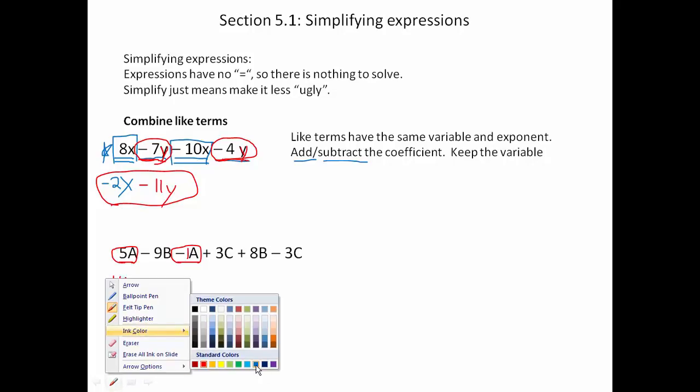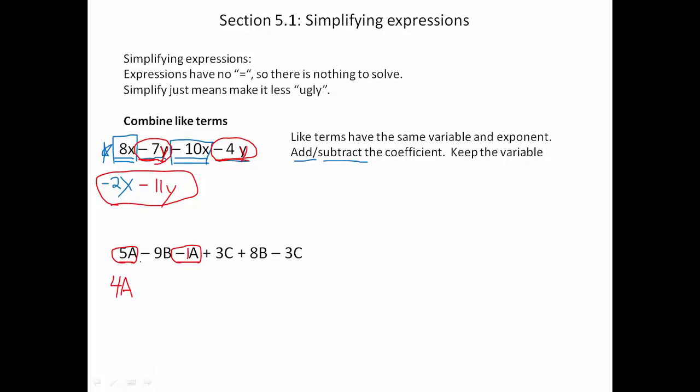And I'm going to look for some more terms here. Well, I see a negative 9b, and let me see if there are any other terms with b's. And if there weren't, I just wouldn't combine it. I would just bring it down. But I do see another term with a b, and it's this plus 8b.